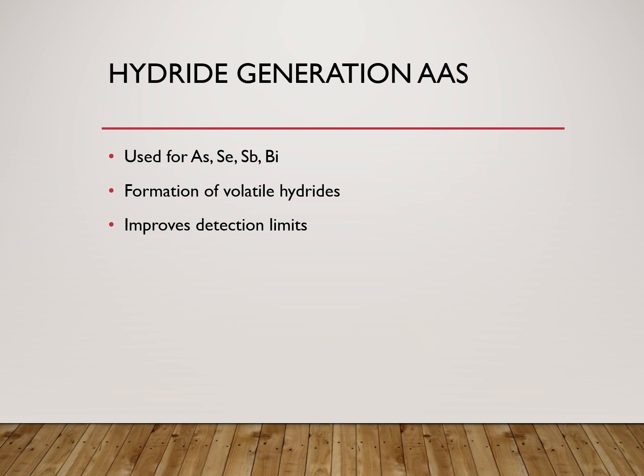Hydride generation atomic absorption spectroscopy is used for elements such as arsenic, selenium, antimony, and bismuth. These elements form volatile hydrides, which are separated from the matrix and then atomized, significantly improving the detection limit.